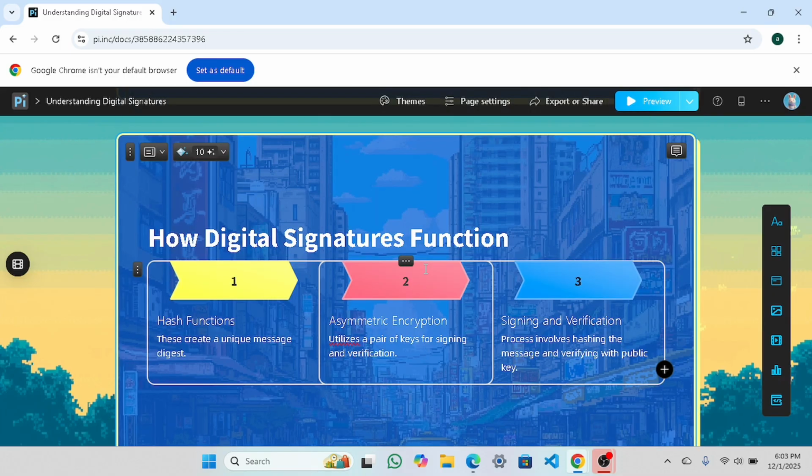Now, how does this work? The sender hashes the message, then the sender encrypts the hash with the private key, and that's called the digital signature. Then the receiver decrypts the signature using the sender's public key. The receiver hashes the message again. If both hashes match, the signature is valid. So simple.